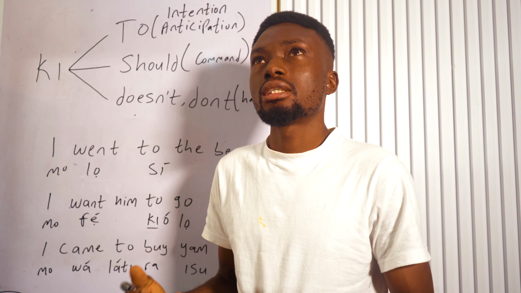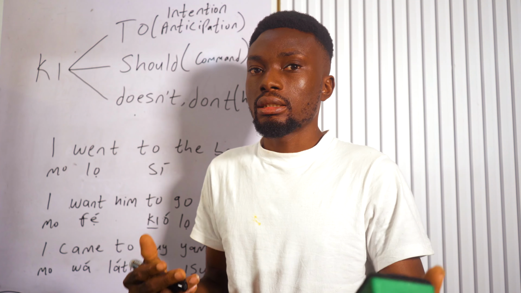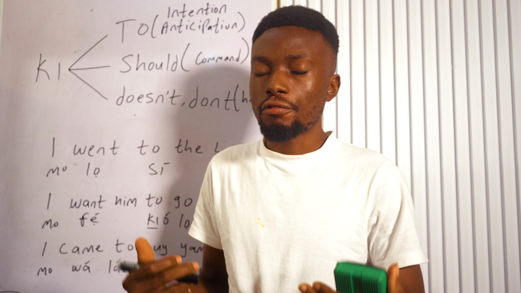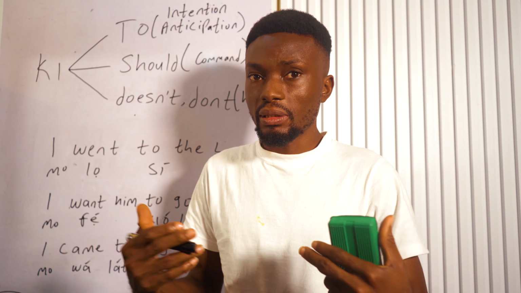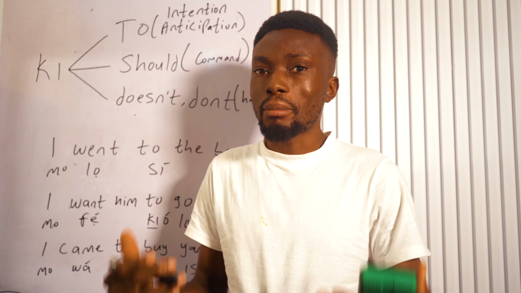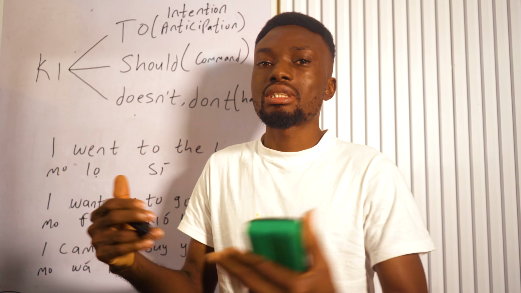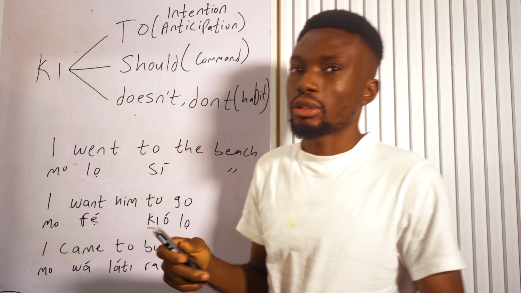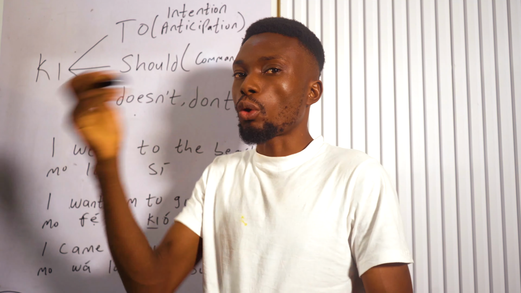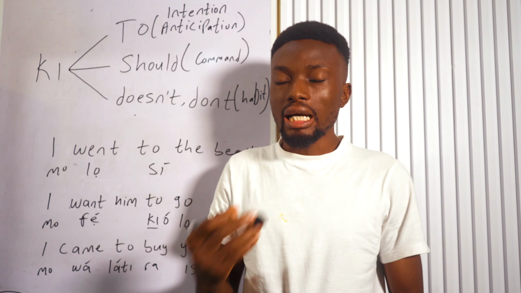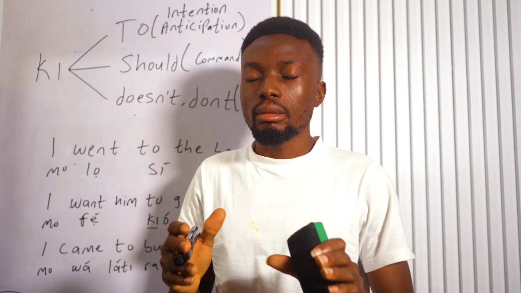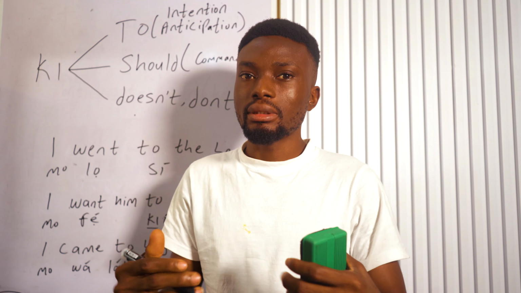I want to see my sibling: mo fẹ́ rí àwọn sibling mi. I want my sibling to see me. You are revealing intention, but that intention is dependent upon something else. I want my sibling to see me: mo fẹ́ kí àwọn sibling mi rí mi.